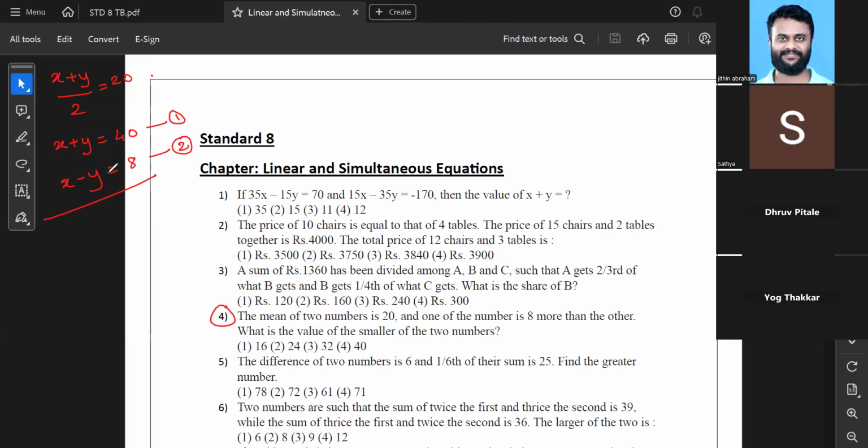Because in subtraction, whatever is on the right hand side is generally smaller, only then do we get a positive answer. So yes, since the answer is positive, definitely y is smaller.